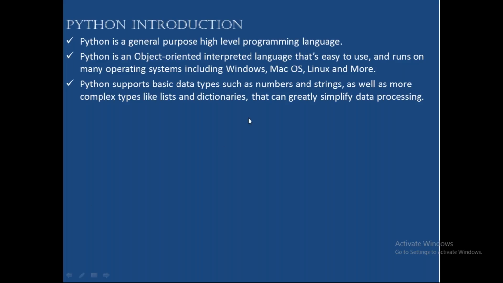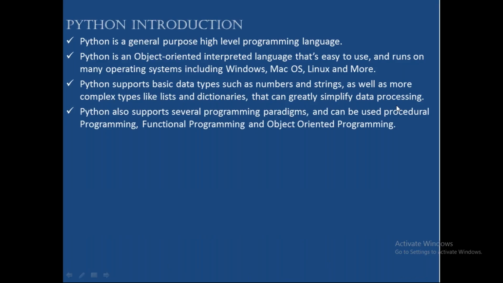In the same way, in Python also we have different data types which will enable you to process data in a very simple manner. Python supports basic data types such as numbers, strings, as well as more complex types like list and dictionary that can greatly simplify data processing. Don't worry, data types we are going to discuss in tomorrow's session.